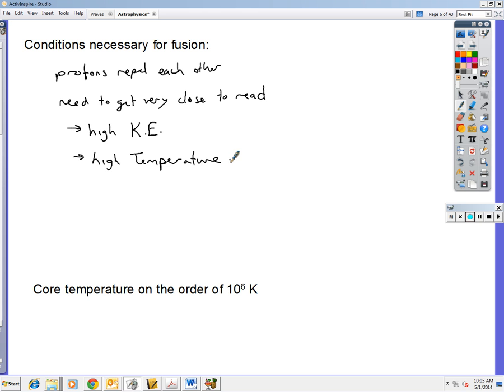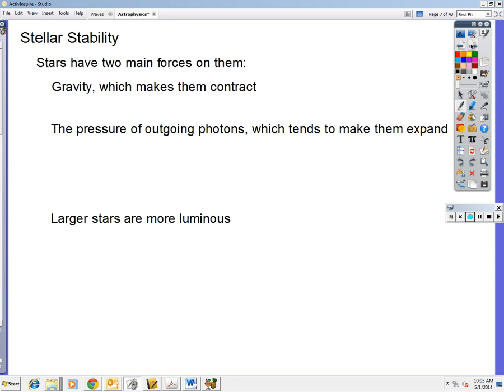The outer layers of a star, though, are typically cooler. The part of the sun that we can see is typically on the order of thousands of kelvins rather than millions. So fusion only happens in the core, and that means the core is the part that needs the really high temperatures.